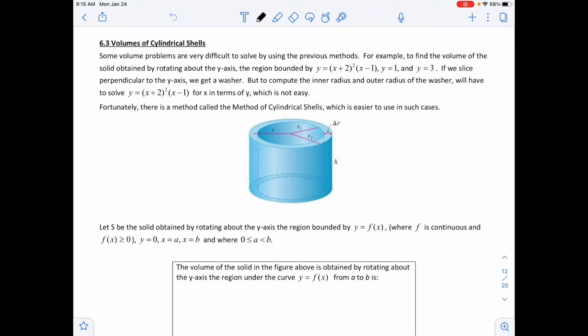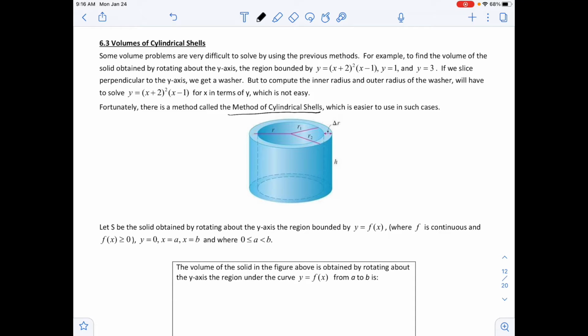But to compute the inner radius and the outer radius of the washer, we will have to solve the equation y equals (x plus 2) squared times (x minus 1) for x in terms of y, which is not easy. Fortunately, there's a method called the method of cylindrical shells. It's our new method, which is easier to use in such cases.